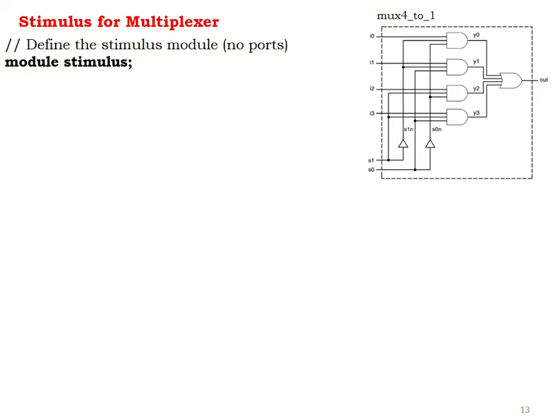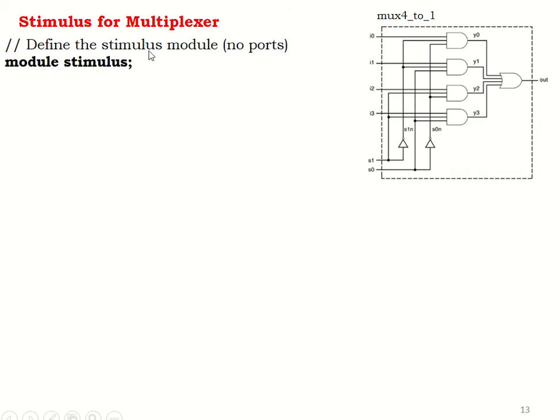Hello everyone. In the previous video, I explained how to write the gate level Verilog code for a 4:1 multiplexer. This is the logic diagram, the gate level diagram, we used to design MUX 4_2_1. This is the module name of our design. The design block I explained in the previous video. So now let me tell you how to write the stimulus for this multiplexer design.